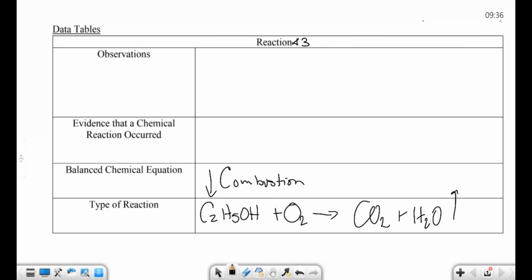All right. Evidence that a chemical reaction occurred. Okay, we saw fire, right? Fire gives off heat and light. Okay, what was another piece of evidence? There's a weird noise. Okay, it made a sound. What is another piece of evidence? Change colors. Water formed. All right, water was formed. Okay, so you can put in your observations, right?